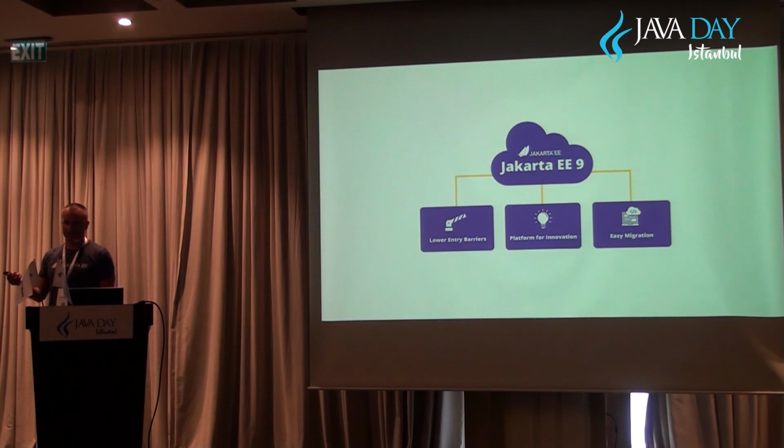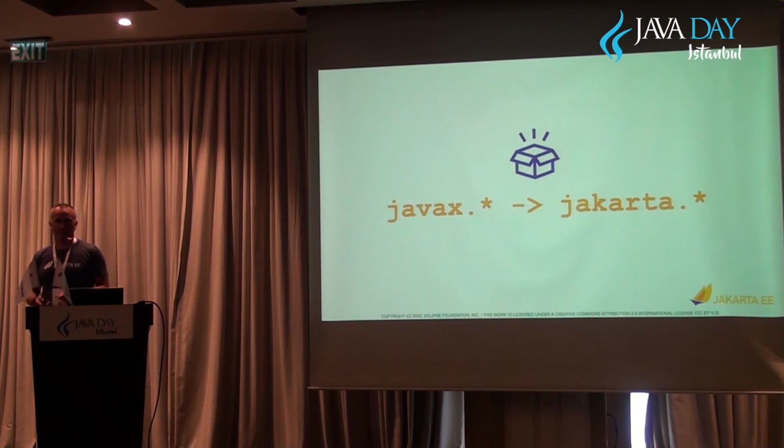To sum up, 9 is the one we have here. 9 lowered the entry barriers and made it easy to join. It's a platform for innovation. You can see we have lots of new stuff coming on. It's an easy migration from the previous version. It's the namespace that is the thing. So if you haven't migrated from javax to Jakarta, you're probably going to have to do it in some way or other in the future. Spring is coming this fall with the Jakarta namespace.